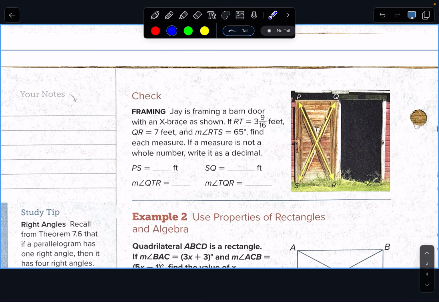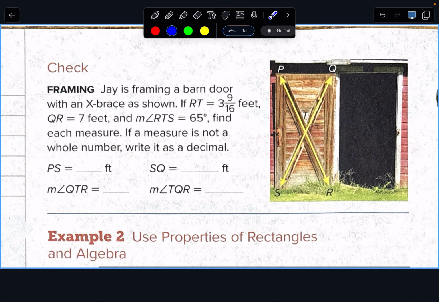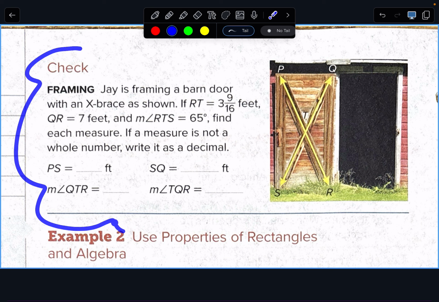So go to the top of the next page, and can you please solve for these 4 measurements where it says check?